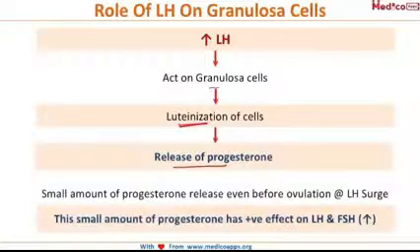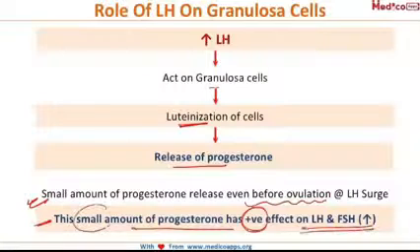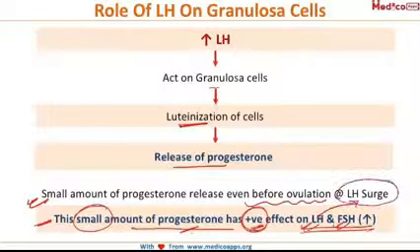So a small amount of progesterone is released even before the ovulation. And this small amount of progesterone has a positive feedback effect on LH and FSH. So here you see in small concentrations, the progesterone has a positive feedback effect on LH and FSH. Whereas in high concentration, this progesterone will have a negative feedback effect. And subsequently, it will lead to LH surge and ovulation.